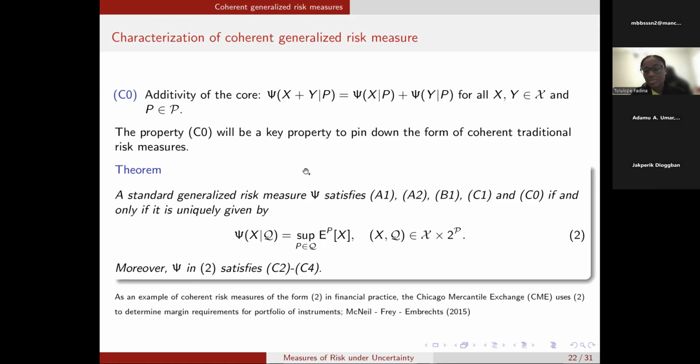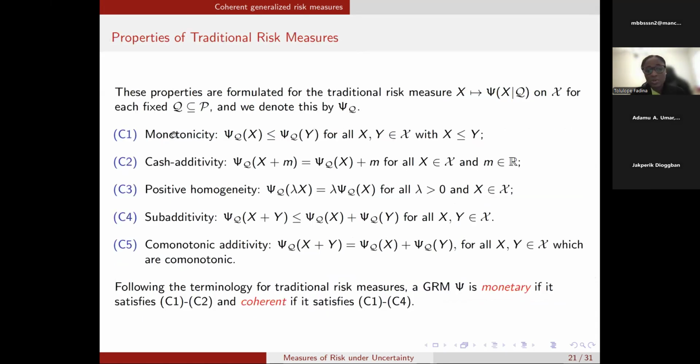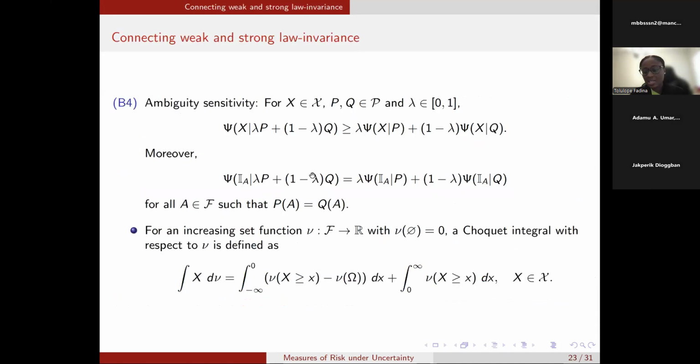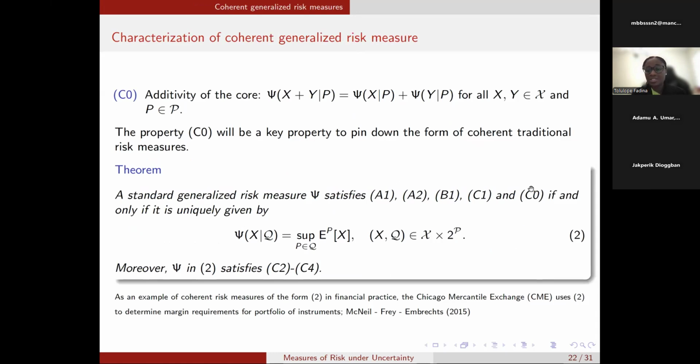So a standard generalized risk measure psi here satisfies A1, monotonicity, the scenario uncertainty aversion, and then we have B1, which is strong law invariance, C1 here, which is the monotonicity that we have here, and then the C0, which is the additivity of the core, if and only if it is given by this representation. So the coherent risk measure is represented as this.